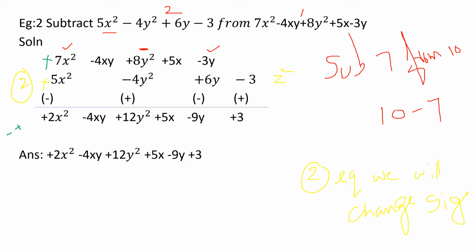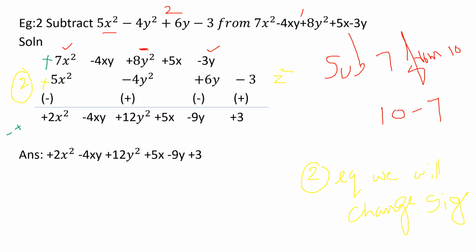Then plus 8y square and plus 4y square. So both are plus, so we'll add it and we will write the positive symbol. So plus 8 plus 4, 12y square. Then any x term is there, children? There is no x term.